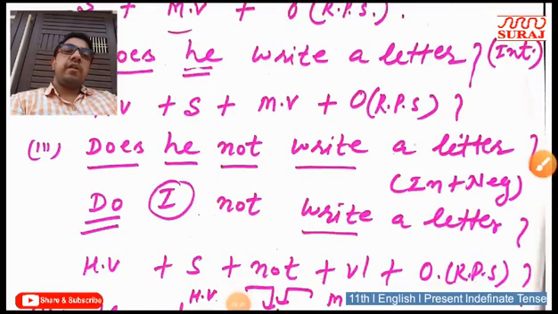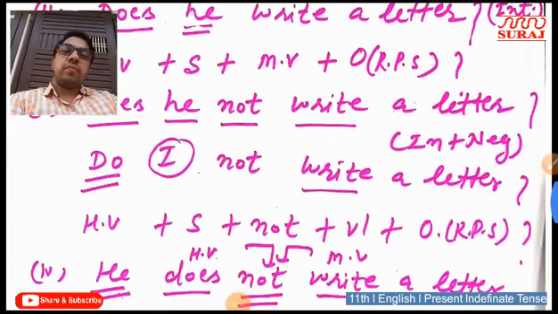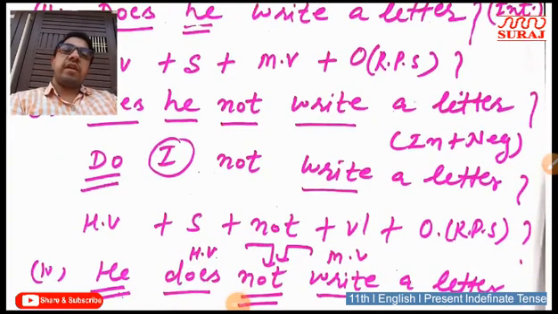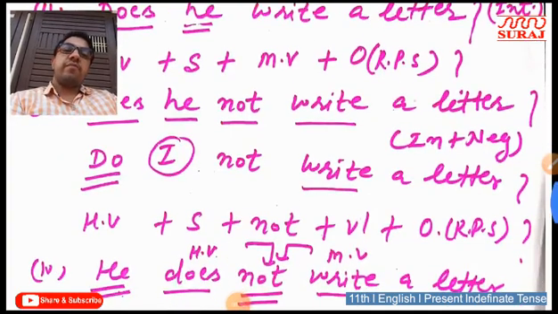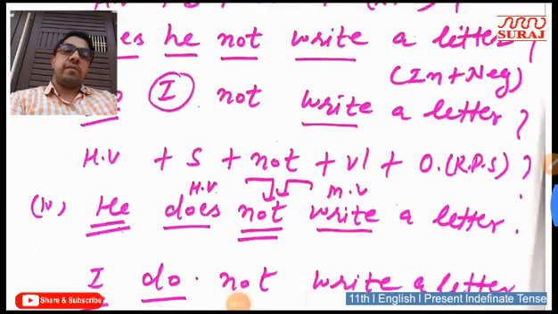Does he not write a letter? Do I not write a letter? The structure for an interrogative plus negative sentence: helping verb, subject plus not plus first form of verb plus object, the rest part of the sentence.